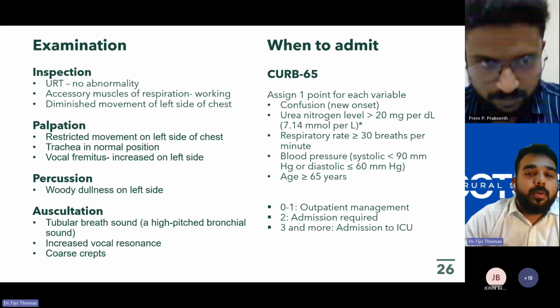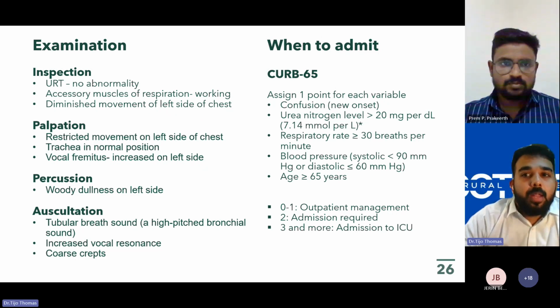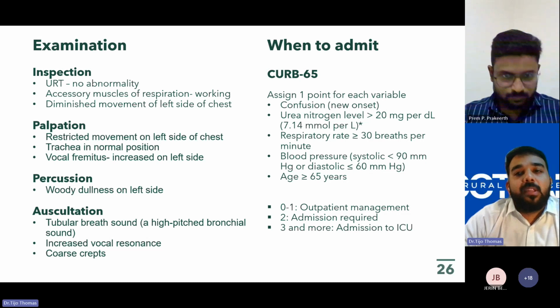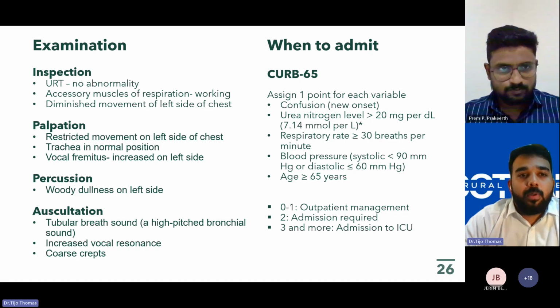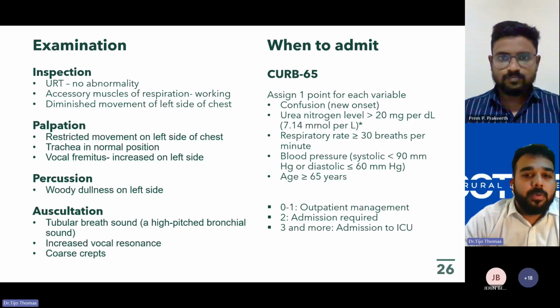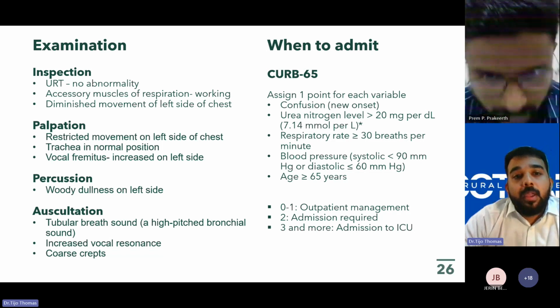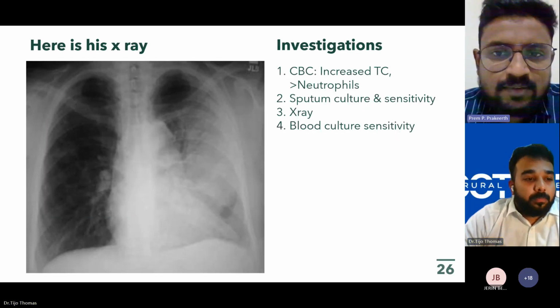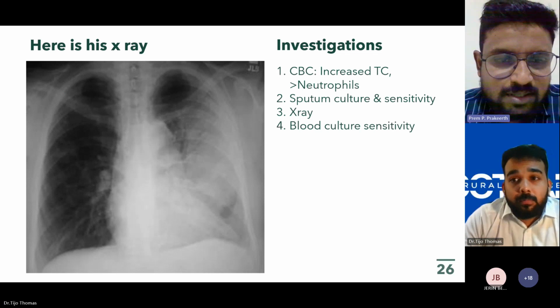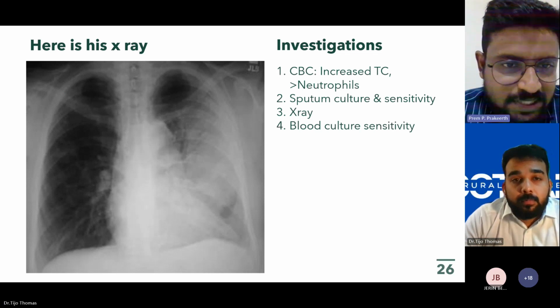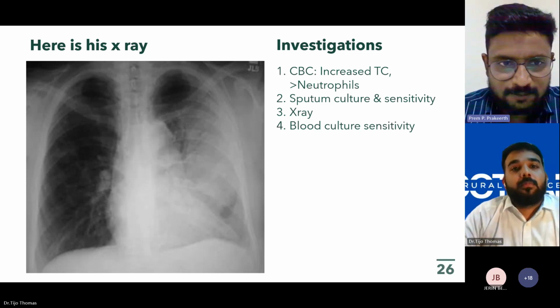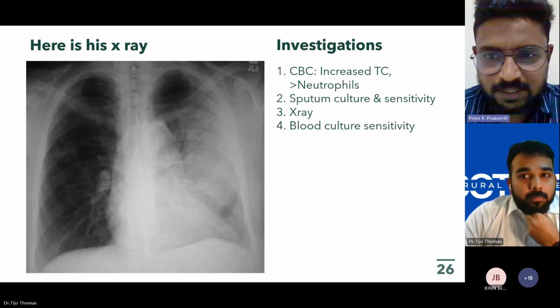The reason for the woody dullness would be the consolidation. And if there's stony dullness towards the basal region, it can indicate pleural effusion, the pneumonic effusion that occurs after the pneumonia. So in this X-ray, why is it consolidation? What are the features favoring pneumonia in this X-ray? Can anybody tell?